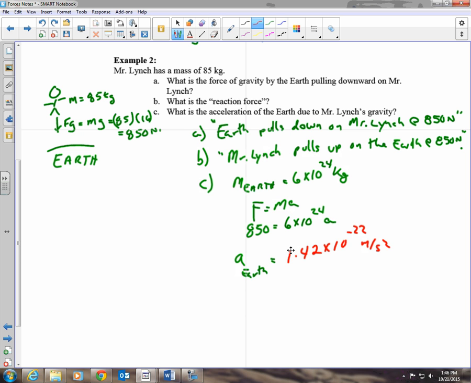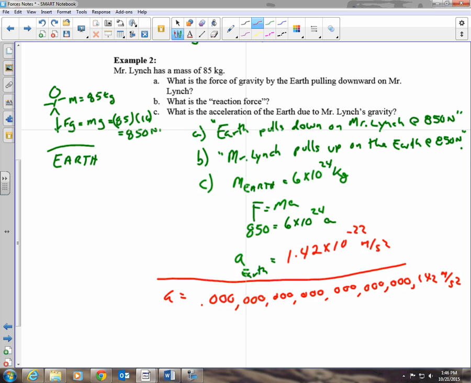Just to put that in perspective, minus 22nd means I moved the decimal place 22 to the left. So that is the acceleration of the Earth, which is too small to be measured. But remember, the forces are the same. The force on me by the Earth pulling me down is the same as the force of me pulling up on the Earth.